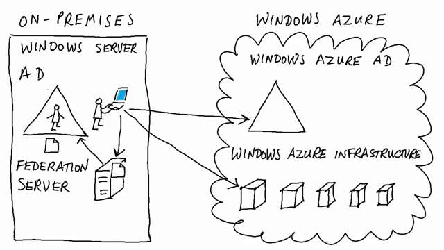ADFS will create a token which is posted via the user's browser to Windows Azure AD. Windows Azure AD checks its validity and creates a new token, which it posts via the user's browser to the Azure infrastructure. When the token is validated by the infrastructure, the user is given access, single sign-on.